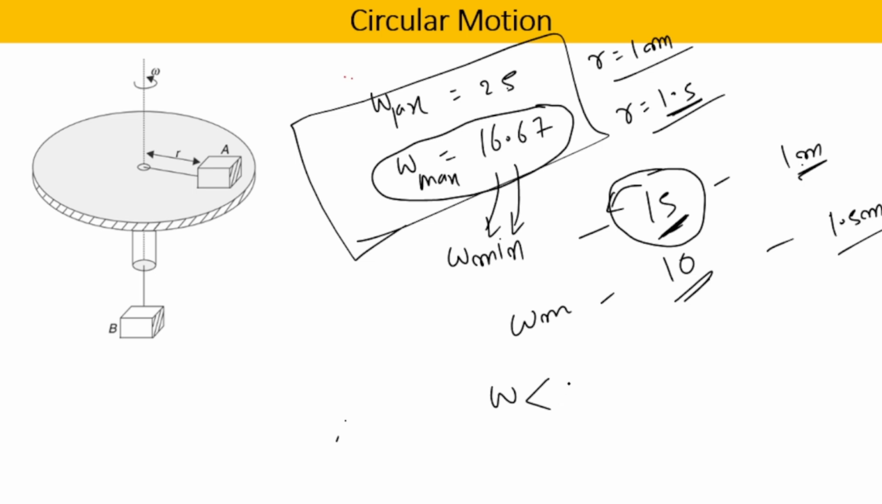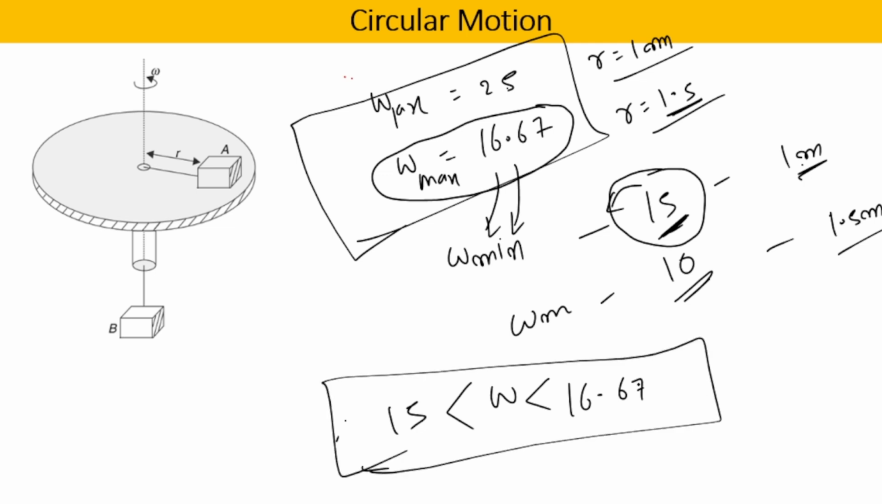So what will you write as the range of omega? 16.67 and this will be less than, sorry, 15, yes, it should be this, done? So this will be the answer.